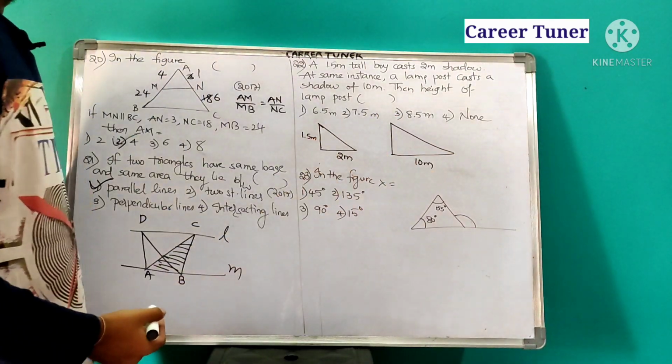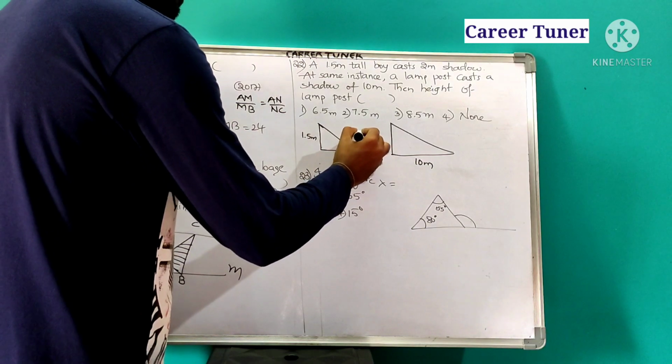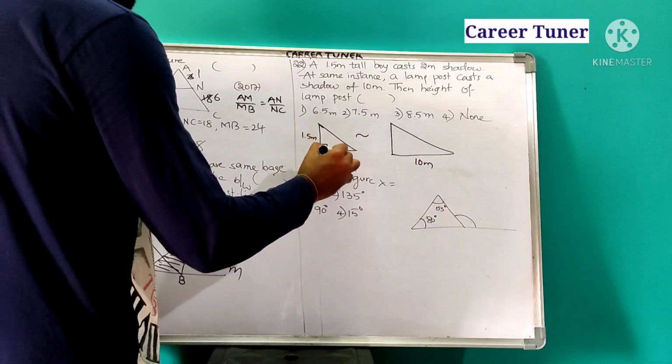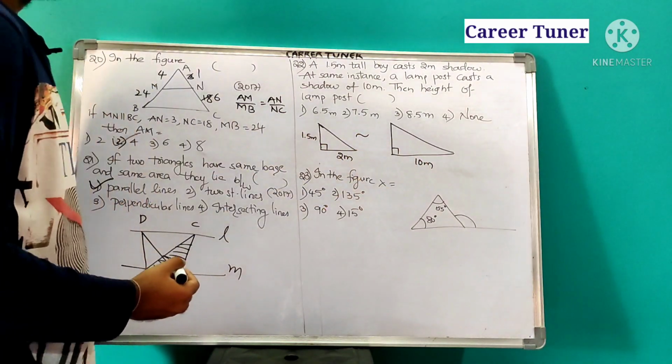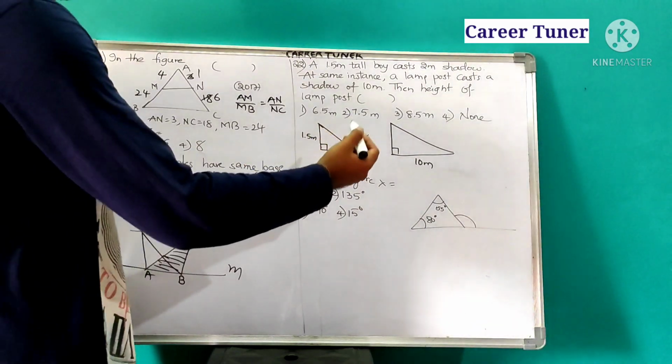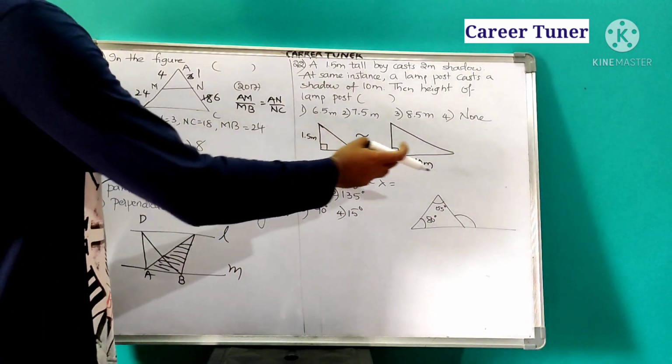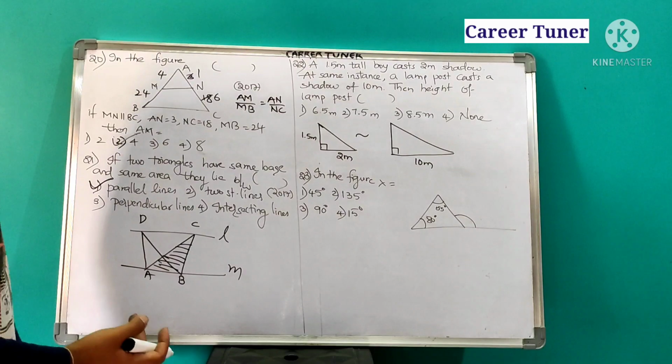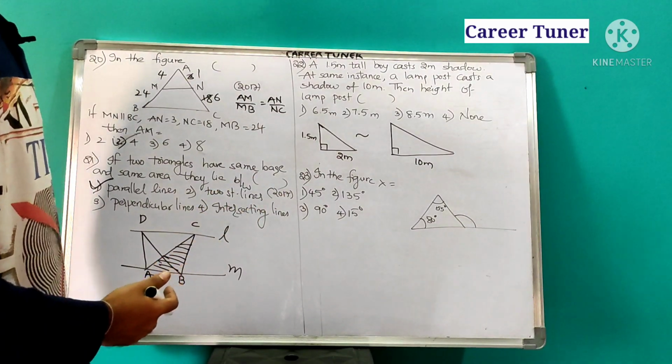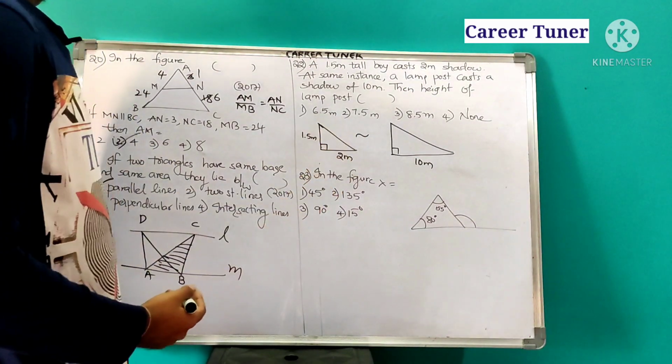Now, these two triangles will be what? They are similar. Why? Because it will form a right angle, it will also form a right angle. Okay. So, all right angle triangles, but here the lengths are different. So, they will be similar. So, when they are similar, what happens? The corresponding sides are proportional.